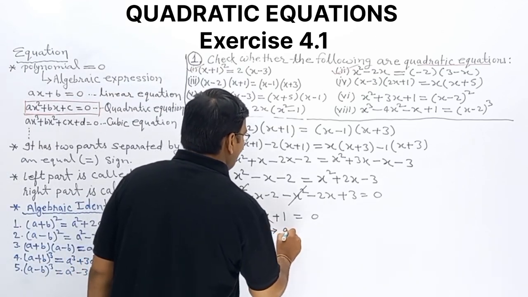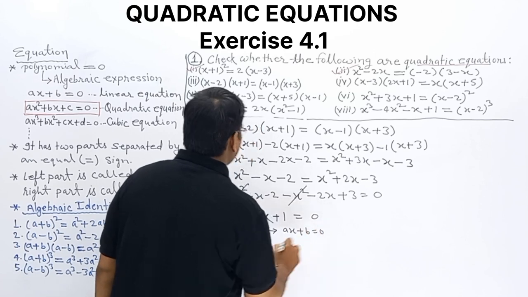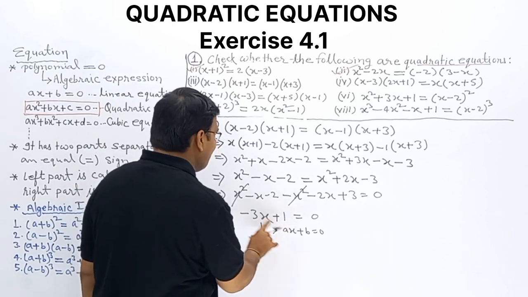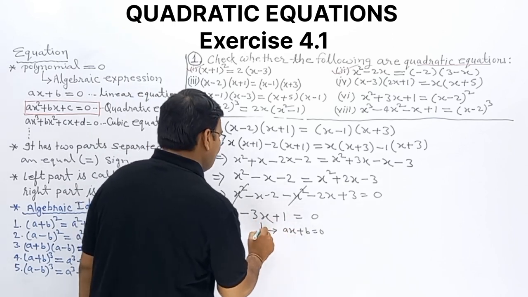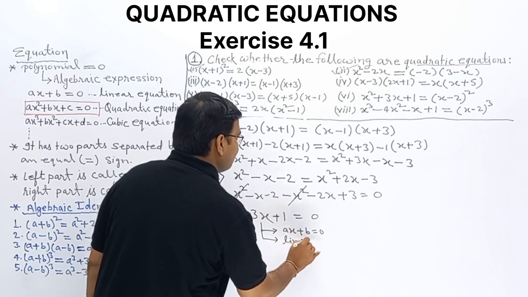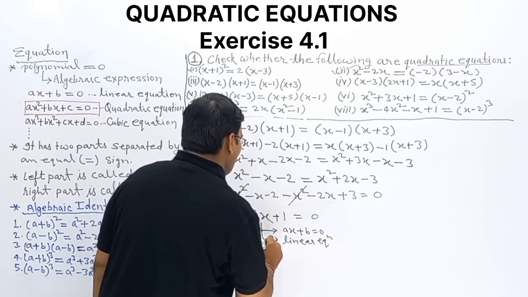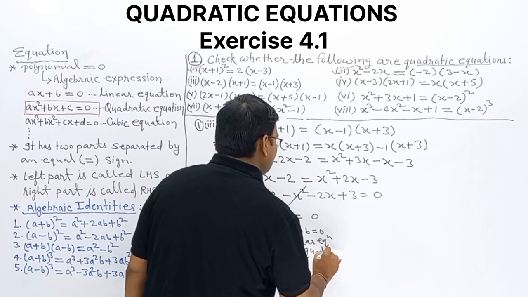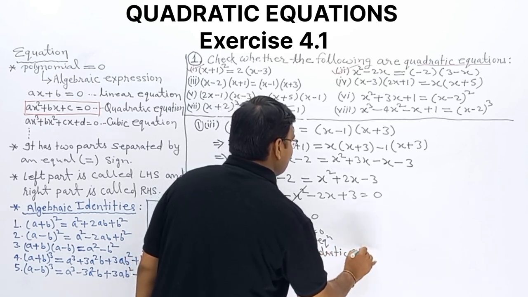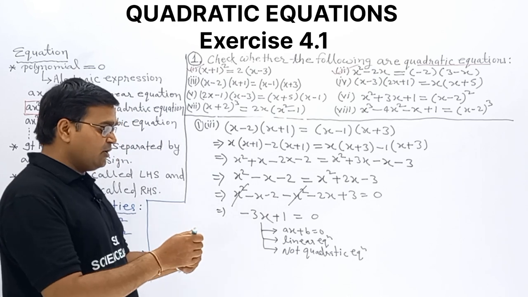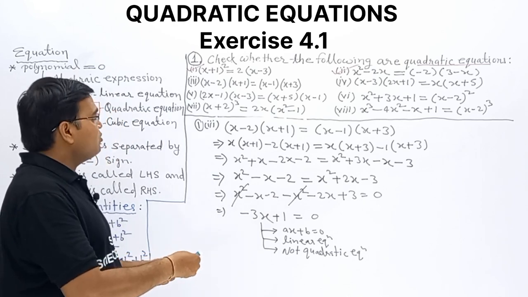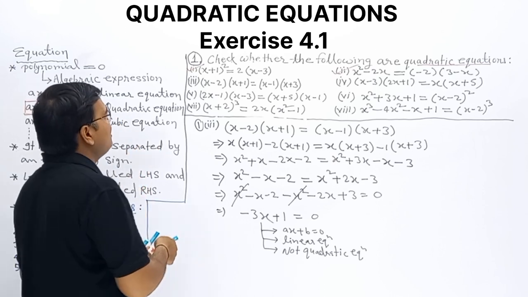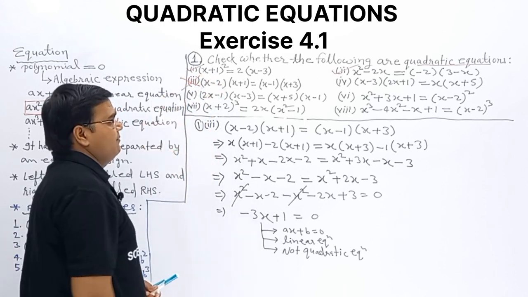This is in the form of ax plus b equal to 0. Yes or no? ax plus b equal to 0 is what? Linear one. So what can we say? The value of a is minus 3, the value of b is 1. So it is a linear equation, not a quadratic equation. So the first two are quadratic equations, but this question number 3 is what? This is the linear equation. Question number 3 is linear, so this is not a quadratic one.